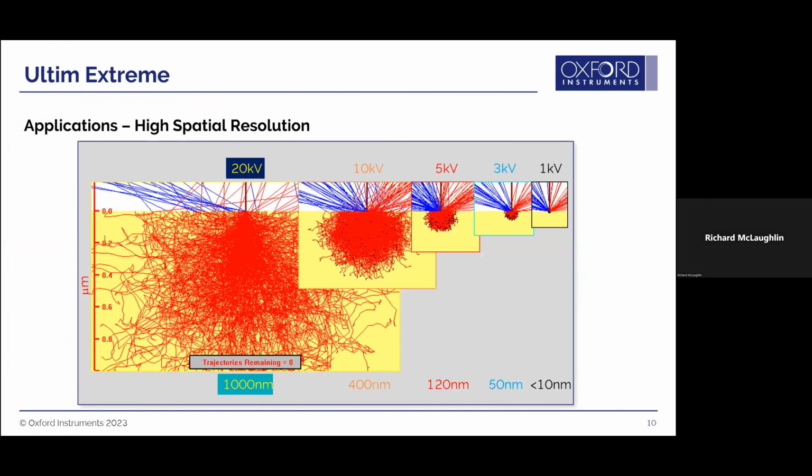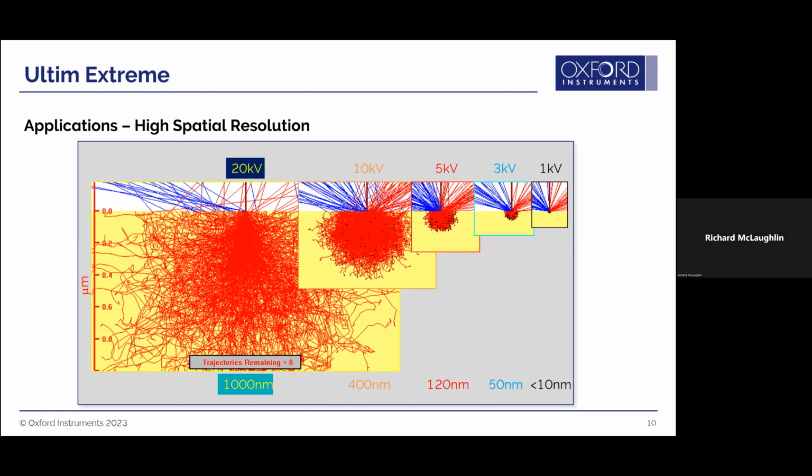So why do we have to lower accelerating voltages to get this high spatial resolution? This image demonstrates why we have to go to a lower energy. These are Monte Carlo simulations at different accelerating voltages, 20 to 1 kV. And that red interaction volume represents the interaction of the electrons with the sample.